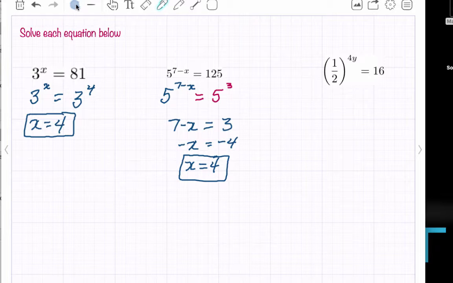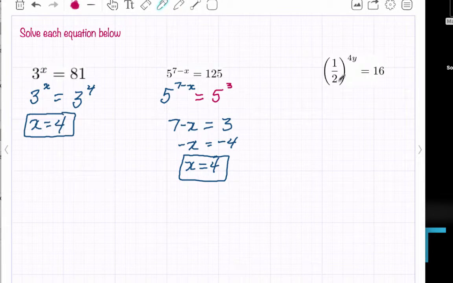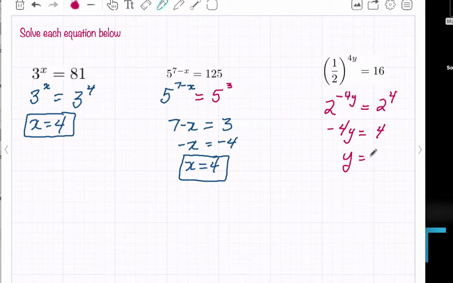Now in the last example I really like, we're actually going to rewrite both sides here. We have 1/2 to the 4y power equals 16. Well, we can rewrite this as 2 to the negative 4y. And the reason I'm doing that is because I know that 16 is just 2 to the 4th power. Two bases, they're the same and they're equal. That means the exponents have to be the same. So negative 4y equals 4. That means y is going to equal negative 1. So those are what we would call our simple examples. Okay, so let's move on.